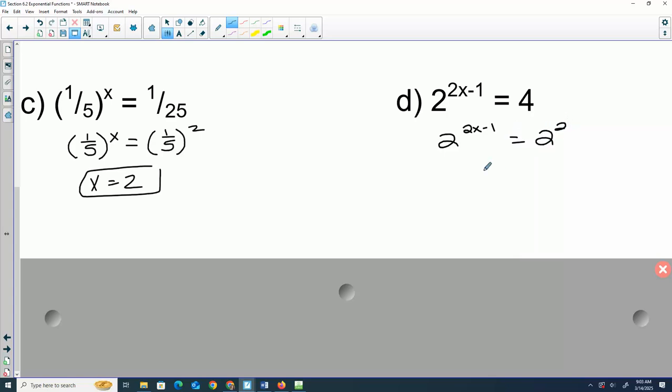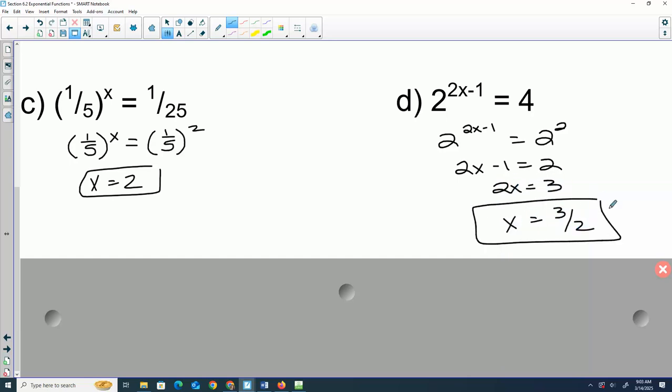So 4 is 2 squared. So 2x minus 1 equals 2. So 2x is 3 and x is 3 halves. You did pretty well with that one. So those are okay?